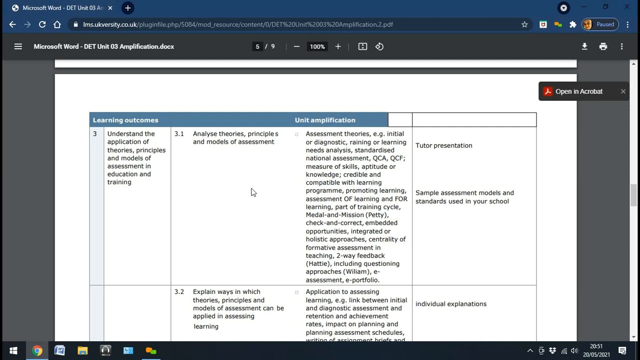So it looks at assessment theories. When assessment is done, initial assessment to assimilate what's needed. Diagnostic assessment to break some of that initial assessment down into exactly what is needed.